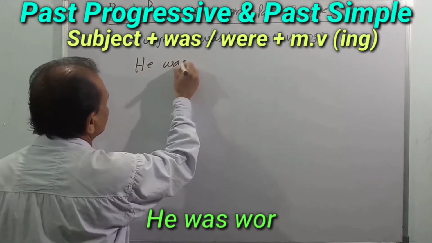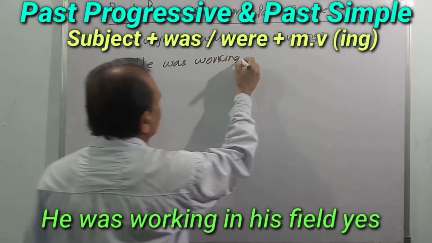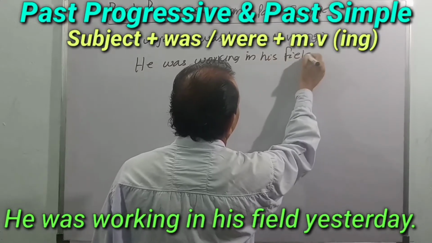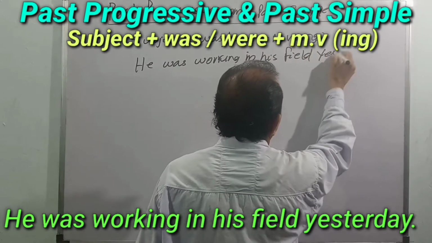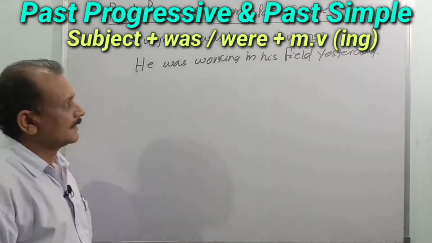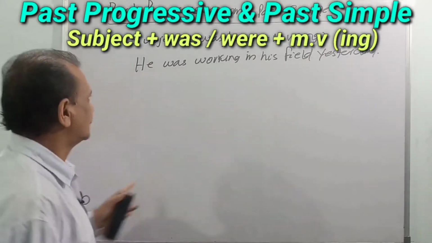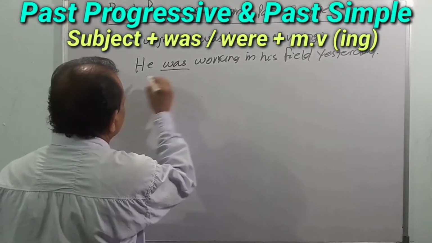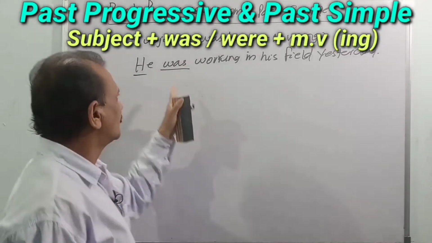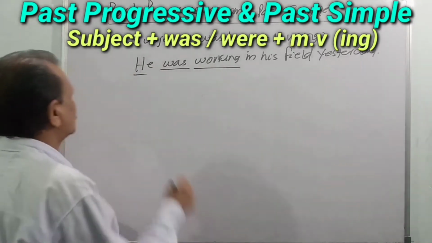He was working in his field yesterday. In past tense we use yesterday, last night. He was, though the subject is he, so we use was. And working, was working.